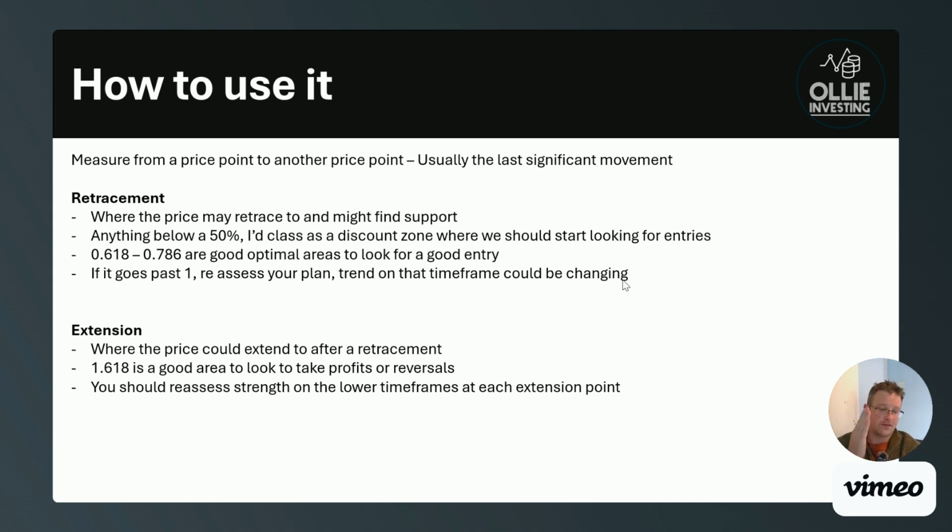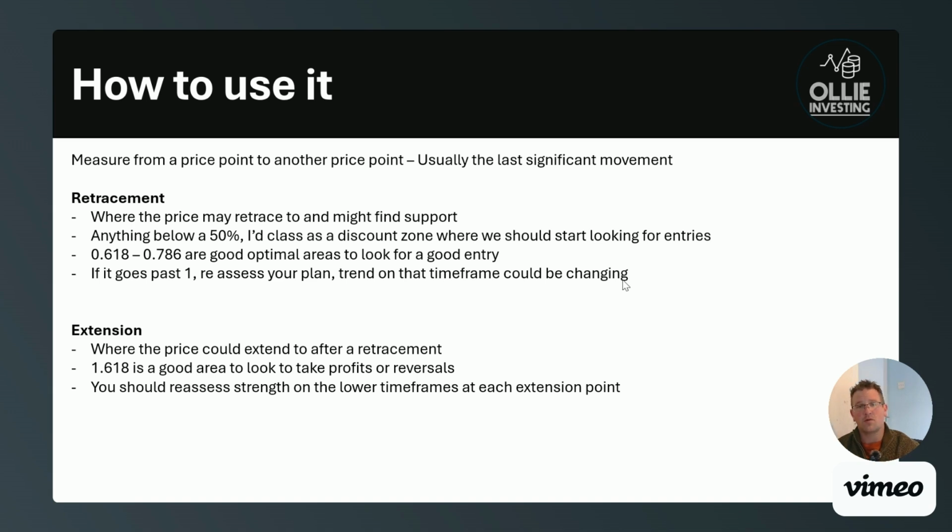So imagine you've seen the price skyrocketing up, you're trying to find entry, and you start to see that it's hit that top and started to come back down. You want to look at where the price could retrace to find a good entry point. I would say anything below 50% I'd class as a discount zone where you should start looking for entries. I find 0.618 and 0.786 are good optimal areas to look for entry. I think that's fairly standard across the board.